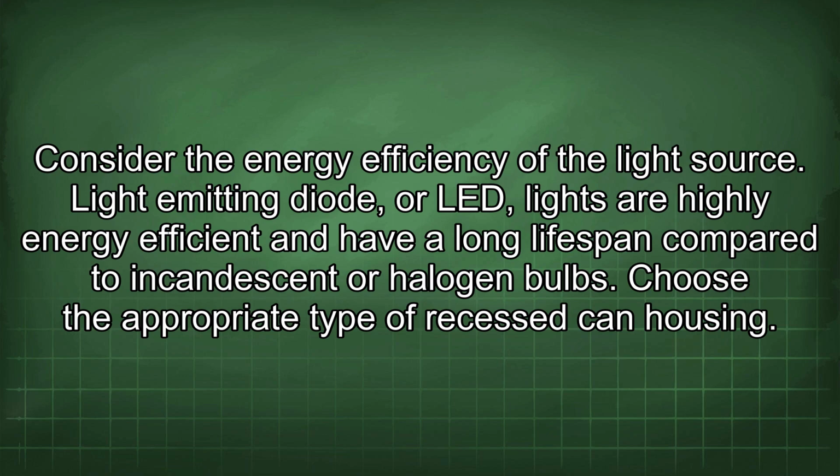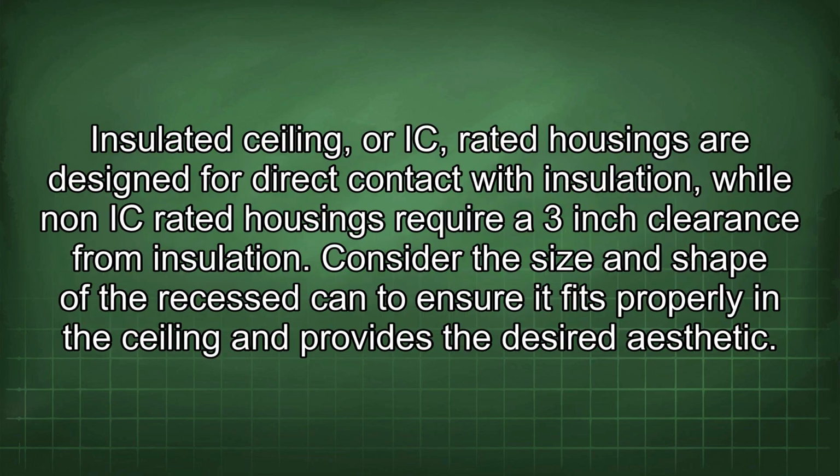Choose the appropriate type of recessed housing. Insulated ceiling, or IC, rated housings are designed for direct contact with insulation, while non-IC rated housings require a 3-inch clearance from insulation. Consider the size and shape of the recessed can to ensure it fits properly in the ceiling and provides the desired aesthetic.